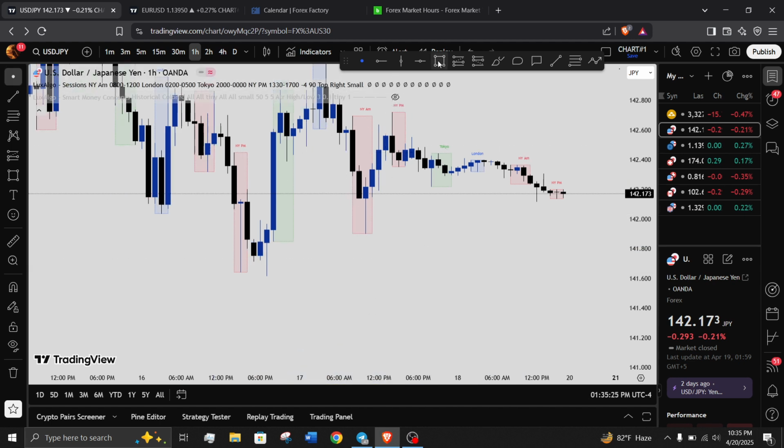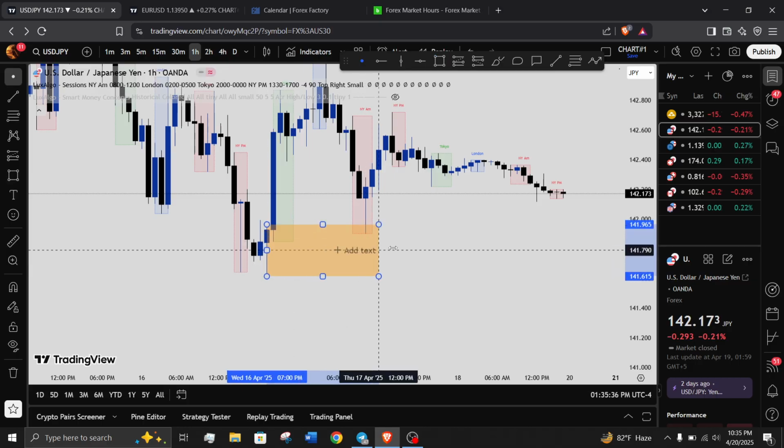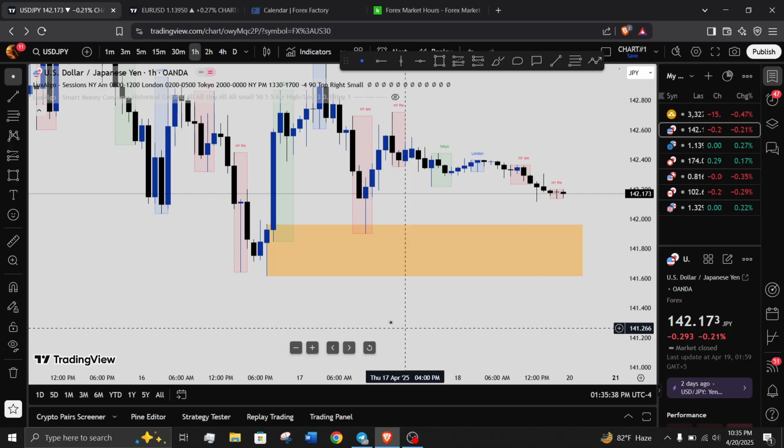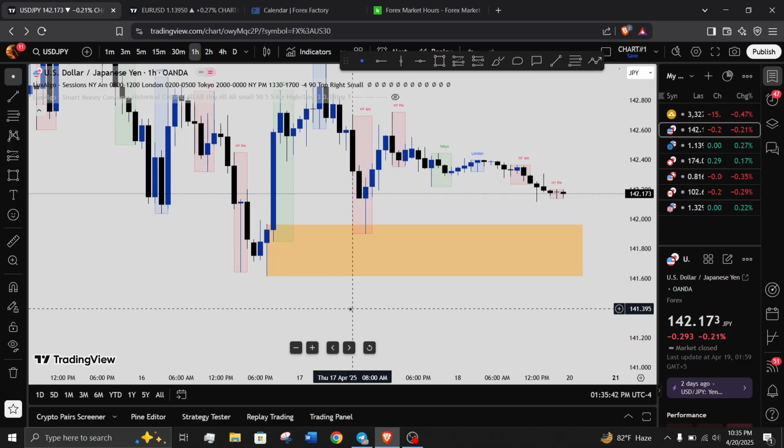So one thing: an order block candle does not have a color. It can be bullish or bearish. Second thing, an order block candle must sweep away liquidity of the previous candle. So this is your point number two. Order block candle does not have a color, and order block candle must sweep away liquidity of the previous candle.